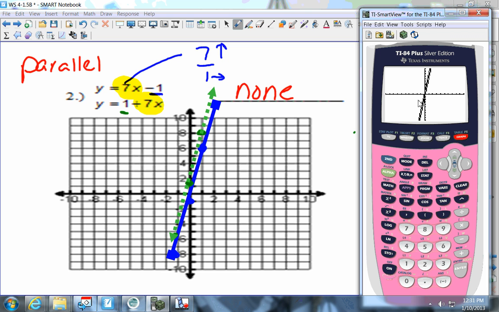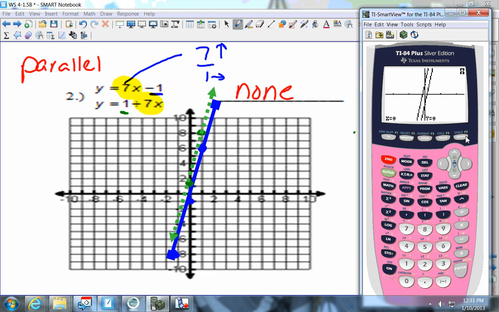They're very close to each other. If you want to look even closer, you can zoom in by pressing zoom, right there next to the trace button, and then the number 2 for zoom in and press enter. That'll help us see that they're parallel lines.